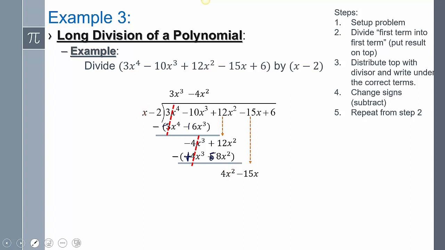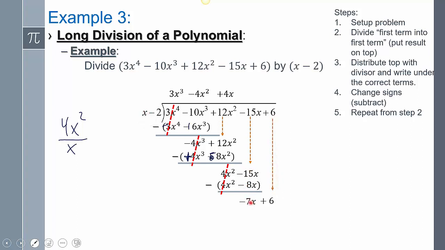Divide. So this value into this value. Now if you need to write it out, write it out. Right? That reduces into 4x. Now distribute. 4x times x gives me 4x squared. 4x times negative 2 gives me minus 8x. Subtract. Distribute the sign. So that'll cancel out. That'll turn into a positive 8. So negative 15 plus 8 is negative 7. Bring down the next value.